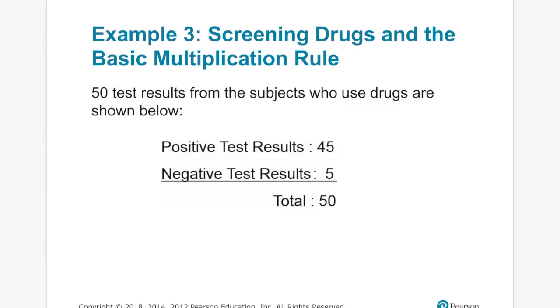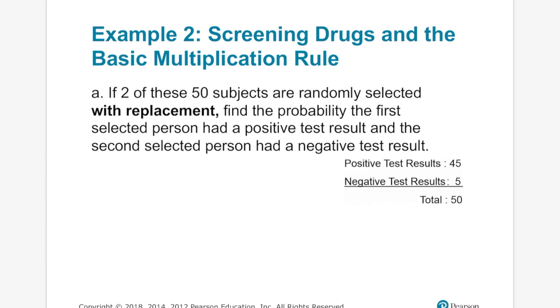50 test results from the subjects who used drugs are shown below. We have a total of 50 people in the sample. There are 45 positive test results and 5 negative test results. Question A. If 2 of these 50 subjects are randomly selected with replacement, find the probability that the first selected person had a positive test result and the second selected person had a negative test result.